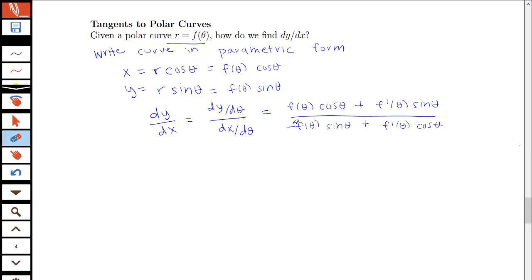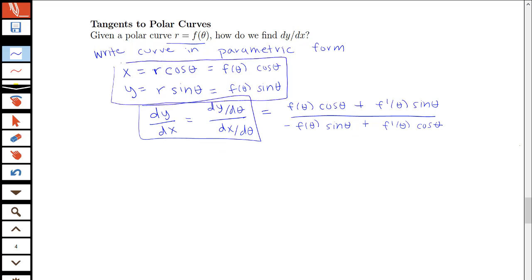Okay, so we don't actually have to remember this whole rule over here, as long as we remember how to find our parametric equations here. Given my polar curve, I can write down x is equal to f of theta cosine theta, y is equal to f of theta sine theta, and then find dy dx by doing dy d theta over dx d theta, just like we would for a set of parametric equations.